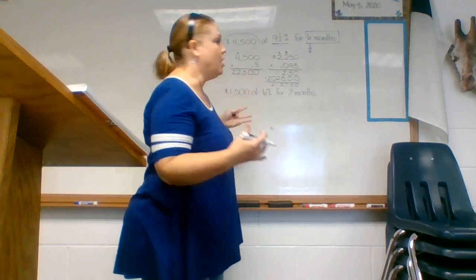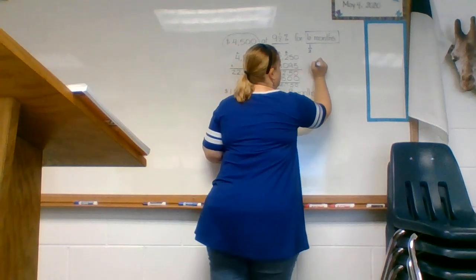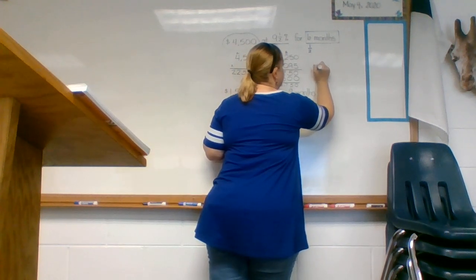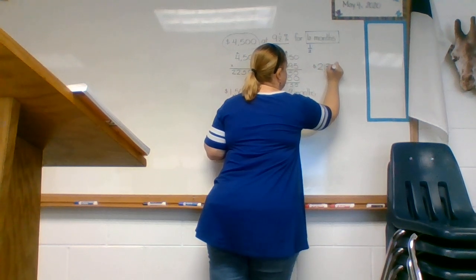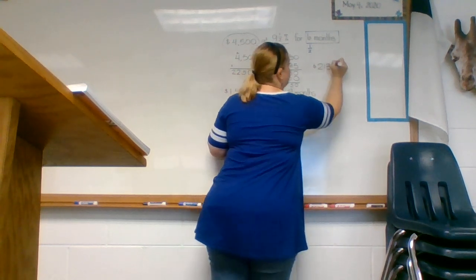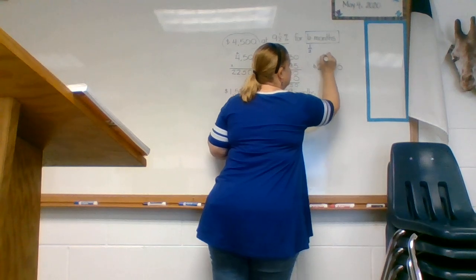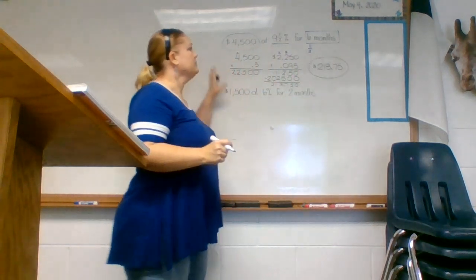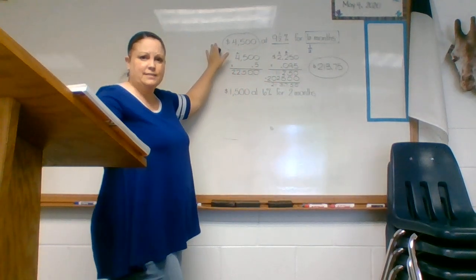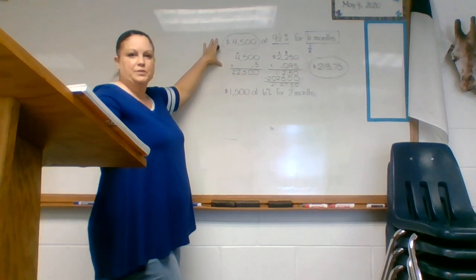213.750. We are talking about money and how much interest. So we always need to put it to the nearest cent. So in this case, $213.75 is what would be paid in simple interest for this problem.